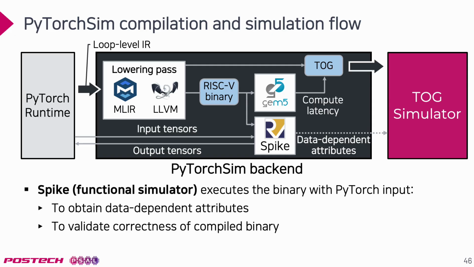And in addition, the Spike functional model can be used to obtain the output tensors from the NPU that is being modeled. So you can compare the output tensors from our simulation framework with the tensors from actual devices like CPUs and GPUs to validate the functional correctness of the simulation framework, including the compiler and the functional model, the Spike itself.